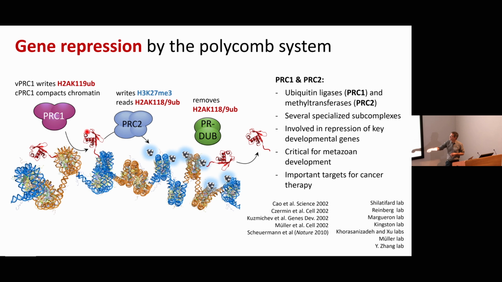This then provides a landing site for Polycomb repressive complex 2, or PRC2, which is a methyltransferase that methylates a very specific residue in histone H3. And this then, again, serves as a landing site for more PRC1, which finally coats chromatin and potentially is involved in compacting segments to turn off gene expression. The ubiquitin signal, however, also has to be turned over by a specific deubiquitination enzyme called PRDUB. And so all these systems have to work together to get proper Polycomb repression.